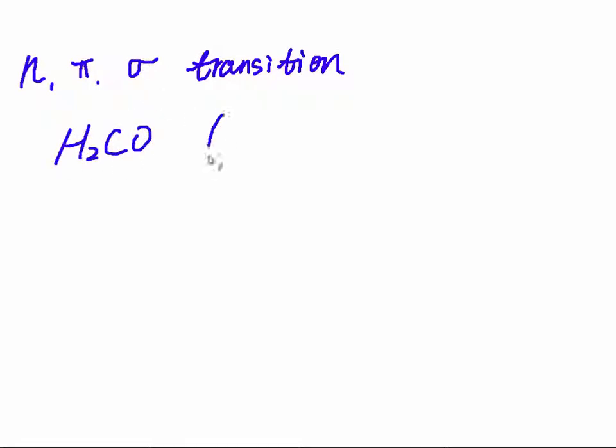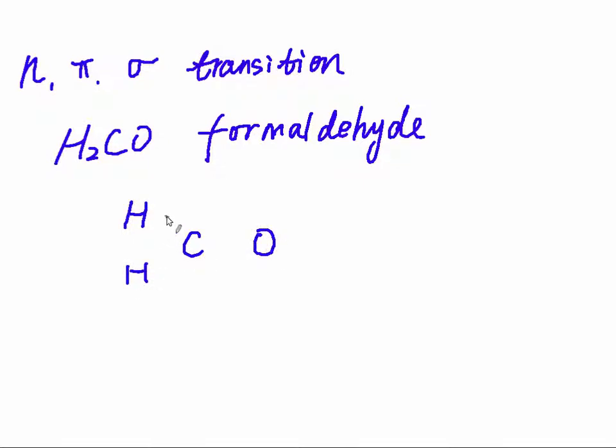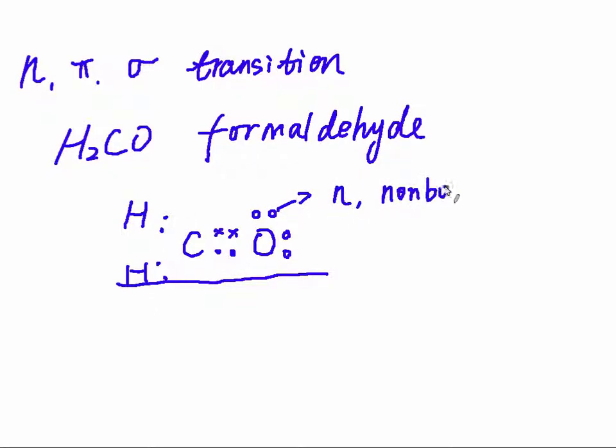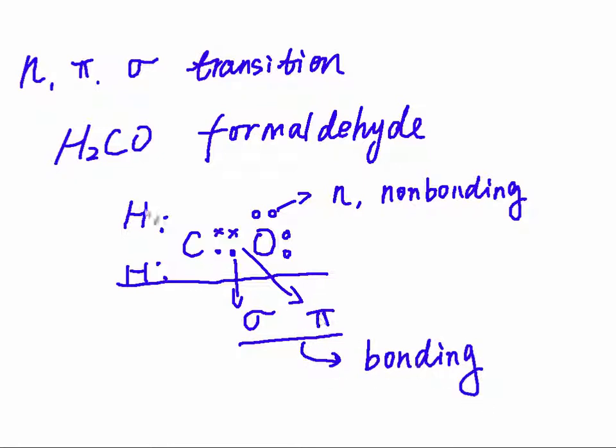Now we discuss in more detail the n, pi, sigma transition. For example, we have this molecule called formaldehyde. We can draw a structure like this. This is a non-bonding electron, and this is sigma, and this is a pi bonding electron.